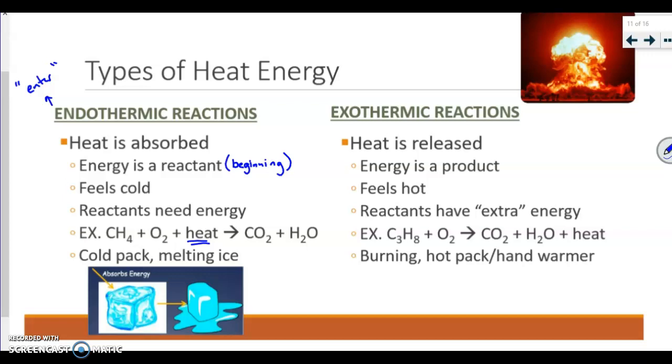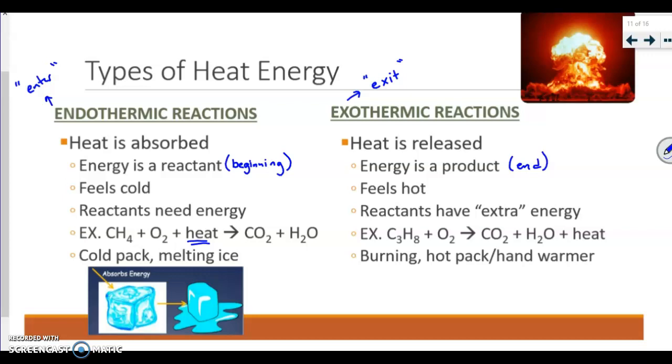The opposite of that is an exothermic reaction. Exo sounds like exit. So heat is leaving the reaction. It's being released, and everything is the opposite. Energy is a product, so it's found at the end of a reaction. Because it's found at the end, it's going to feel hot. The reactants need to get rid of some extra energy, so it gets released.